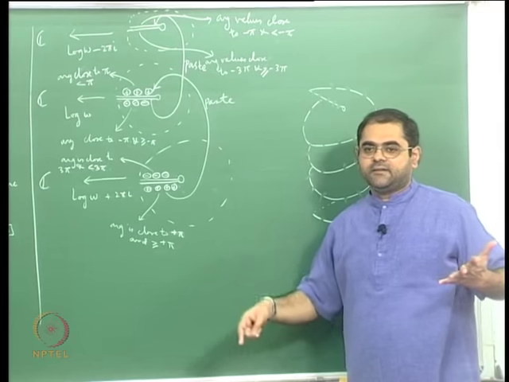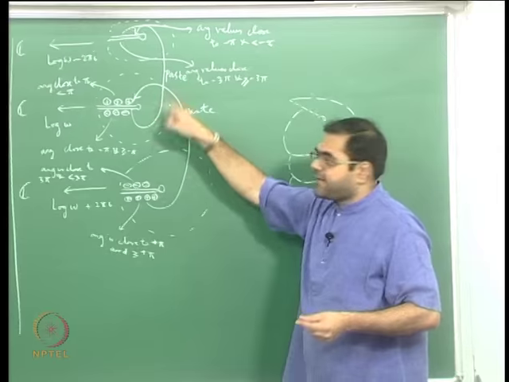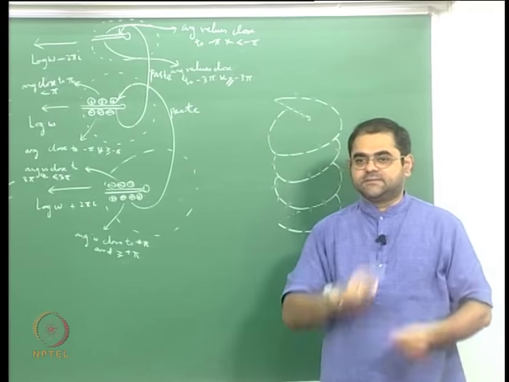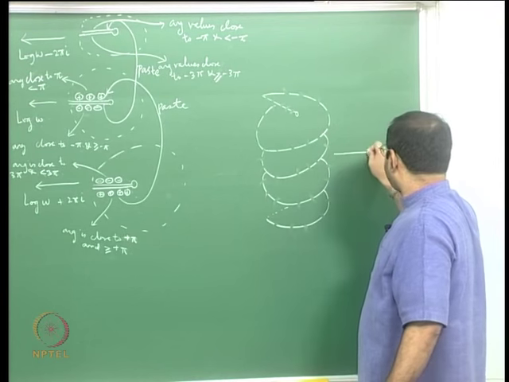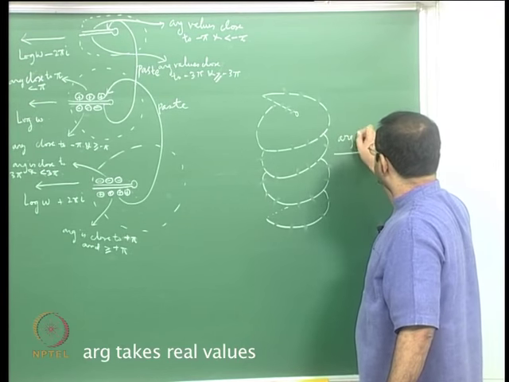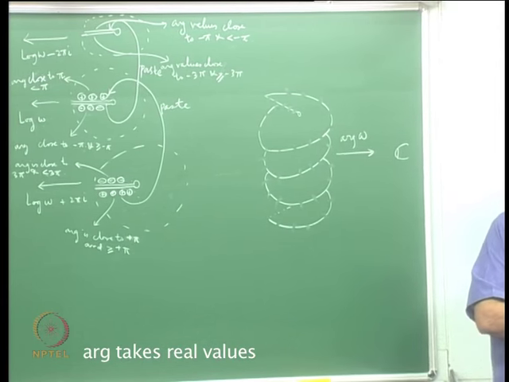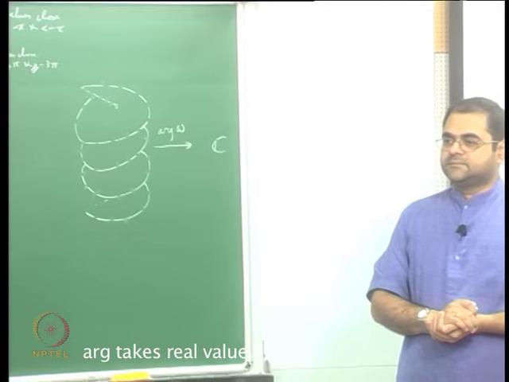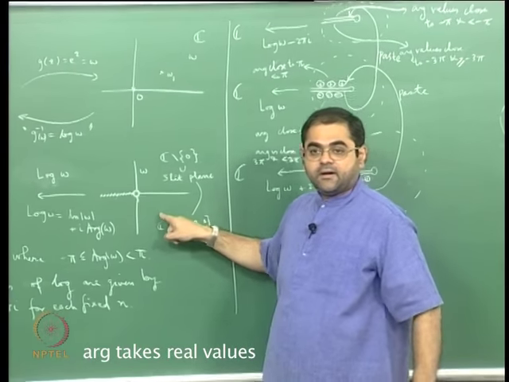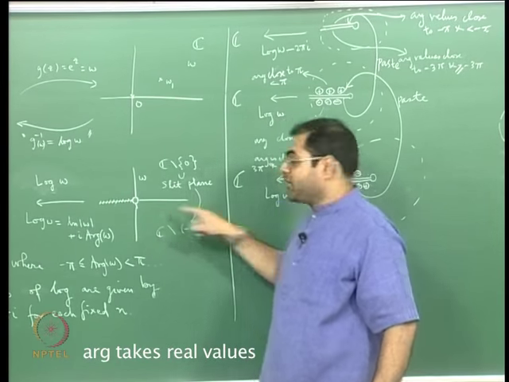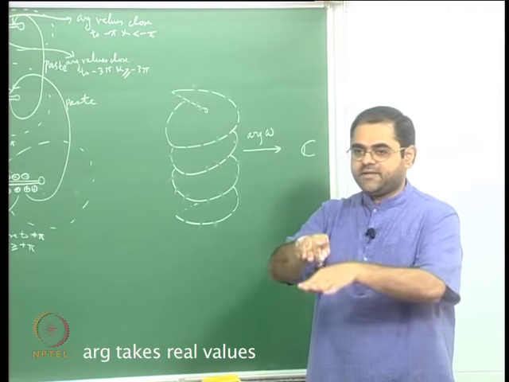And the way I have cut and pasted it, the argument becomes a continuous function. So what you must understand is, if I can write arg z, arg w, this is a continuous function. Argument, which was originally not a continuous function on a single copy, has now become a continuous function. That's because I have carefully cut and pasted various copies.